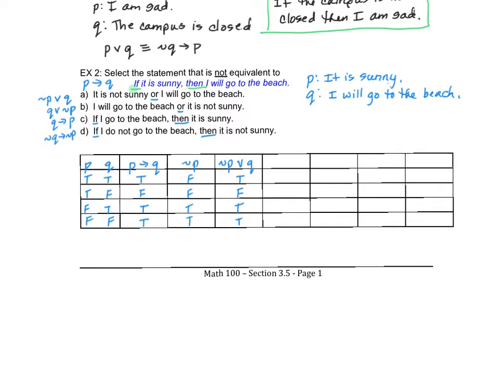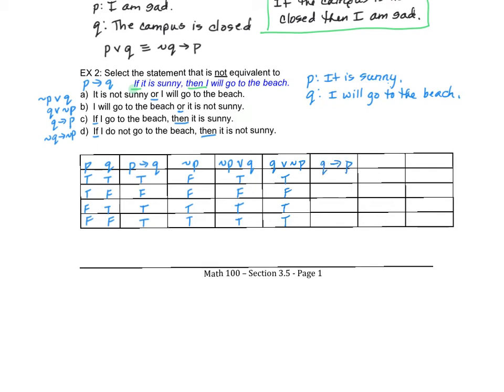So far, that is equivalent to my original statement. Remember, the question was, which one is not equivalent? So if I simply change the order around, and this would be the statement in part B, to write Q or not P, it's going to be the same. It's going to be true, false, true, true. So again, this statement is equivalent to my original statement, if P then Q. So let's do if Q then P.